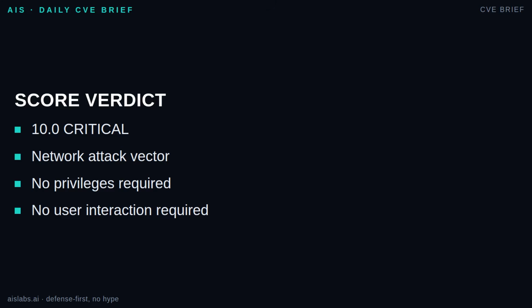The score also reflects high impact to confidentiality, integrity, and availability. But the most operationally important takeaway is simpler: if an affected device is reachable from untrusted or broadly accessible networks, the barrier to abuse is low.